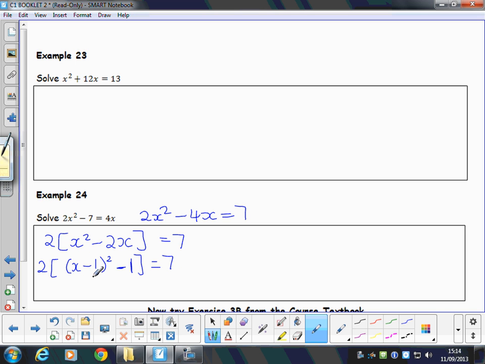Now I can expand these brackets. I've got 2 multiplied by x minus 1 all squared, and I've got 2 multiplied by minus 1. So that's minus 2. And that's all equal to 7.